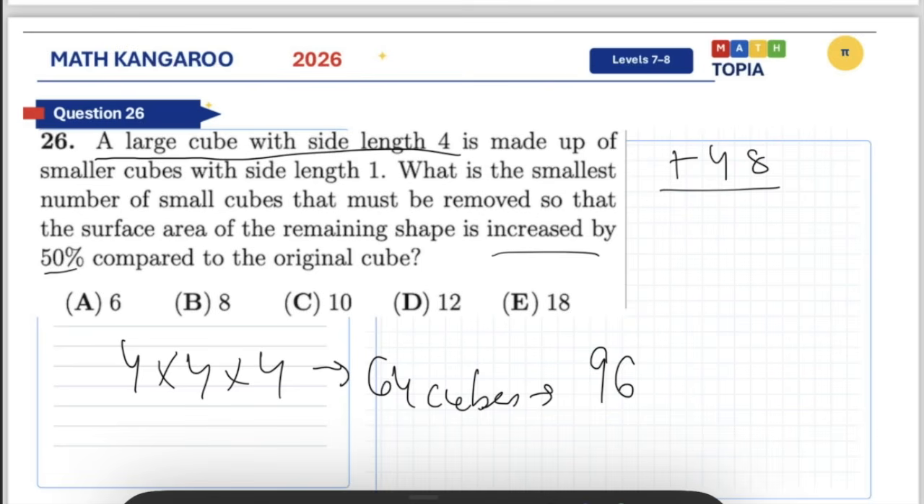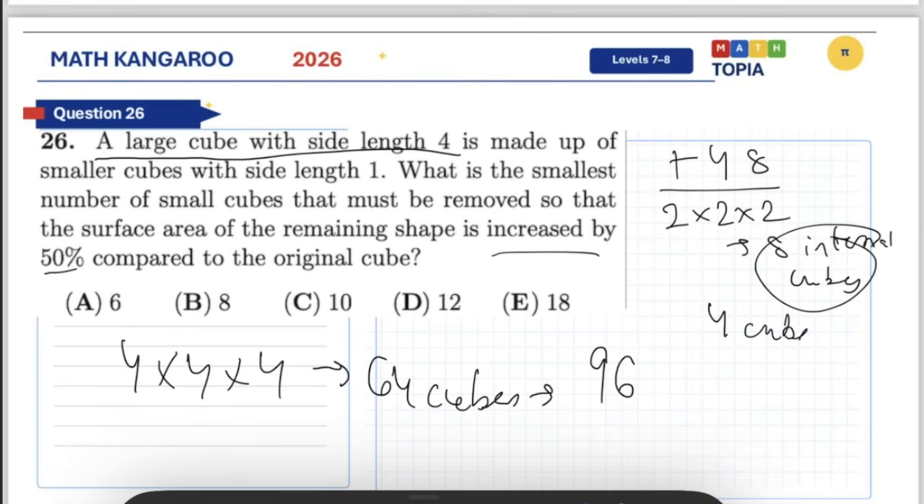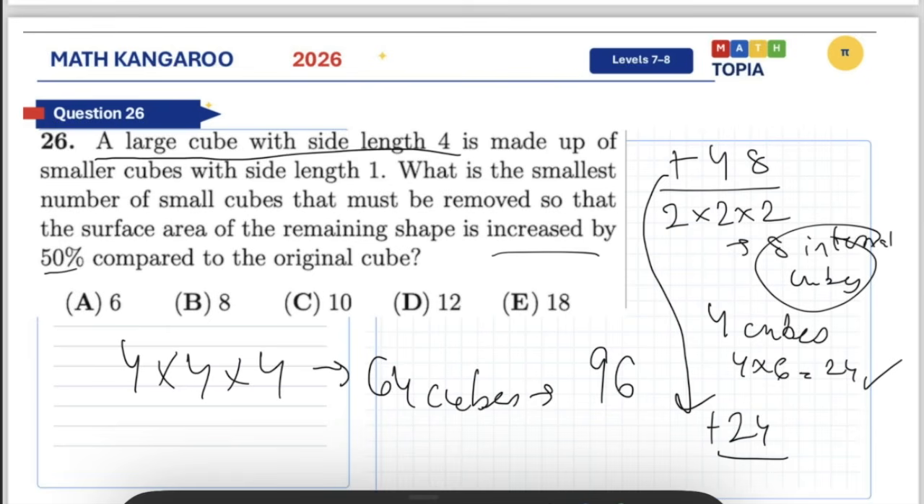In our 4x4x4 cube, we have a 2x2x2 internal cube, which is 8 internal cubes. So we can select half of these, 4 cubes, in order to make sure that they don't touch each other and accidentally change our number of plus 48. So through the internal cubes, we get 4 times 6 equals 24. 24 is done. So now in our remaining, we have plus 24 to cover up with the plus 4s of the face side cubes.